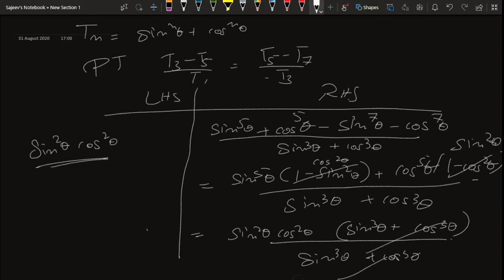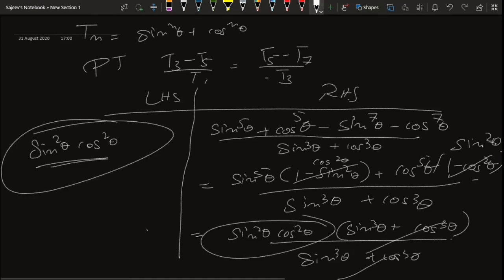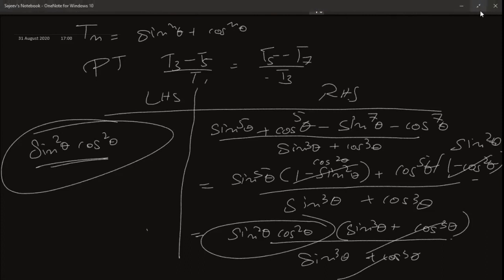So divided by sin cube theta plus cos cube theta, those two cancel, and we again reach sin square theta plus cos square theta, which is the same as our LHS. So hence we have proved those to be equal. LHS equal RHS.